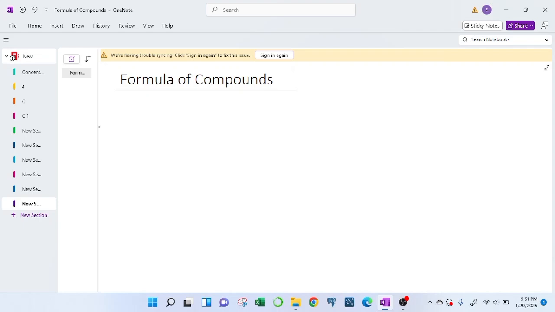So, let's move straight into today's focus, which is on formula of compounds. This is something that is basic chemistry. However, it is a foundational topic. So much so that having problems in this case leads to problems in other parts of chemistry.